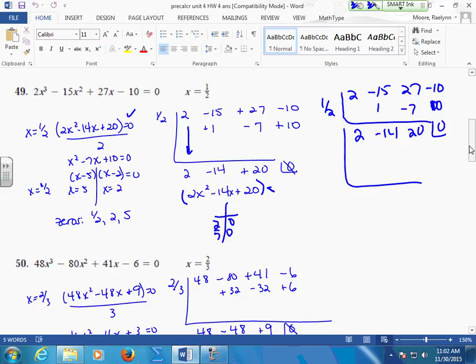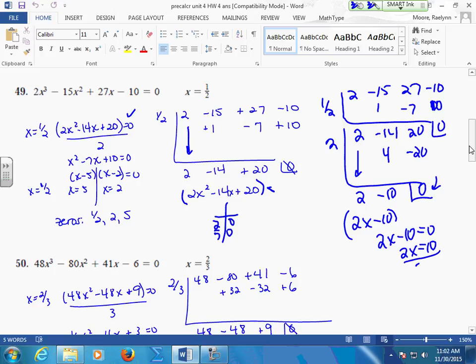So now let me take another one. I'm going to do the 2. So I bring this down. And again, my remainder theorem says that has to be a 0. I went from 3 to 2 to 1. This is my 2x minus 10. Set this equal to 0 and find your other factor. Is this making sense?